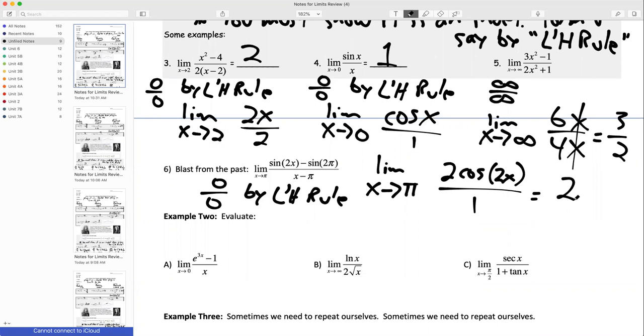However, there is another way to solve this, because I said this was a blast from the past. Because we were doing this before we even knew about L'Hopital's rule. I took this example from the 3.1 notes. Do you remember? Of course you don't, because you probably missed it on the test.